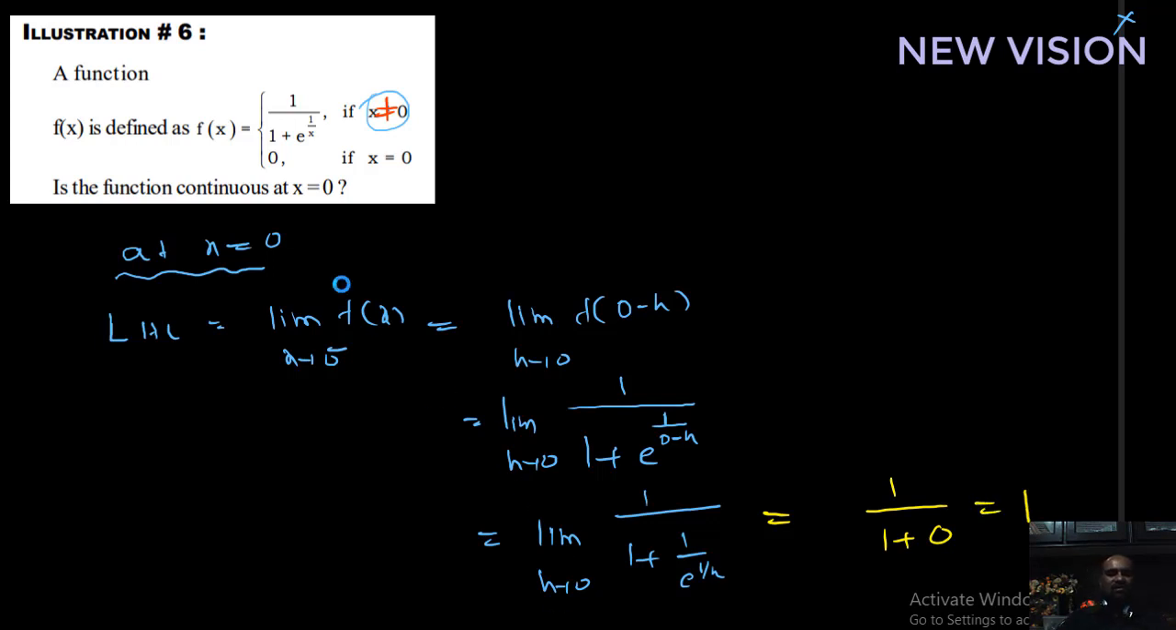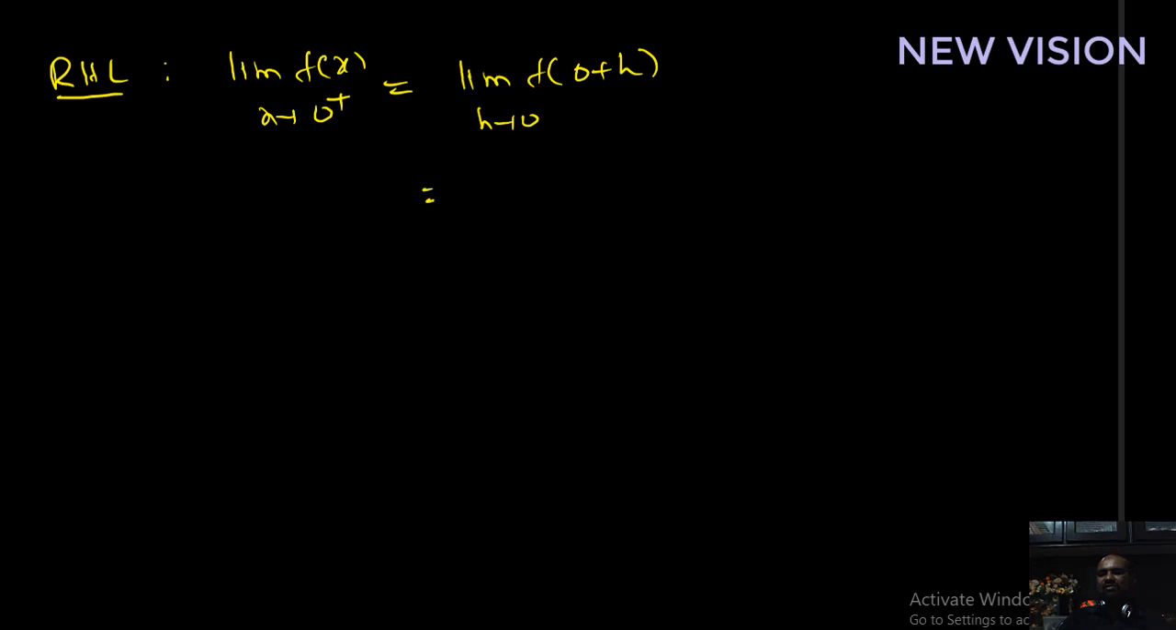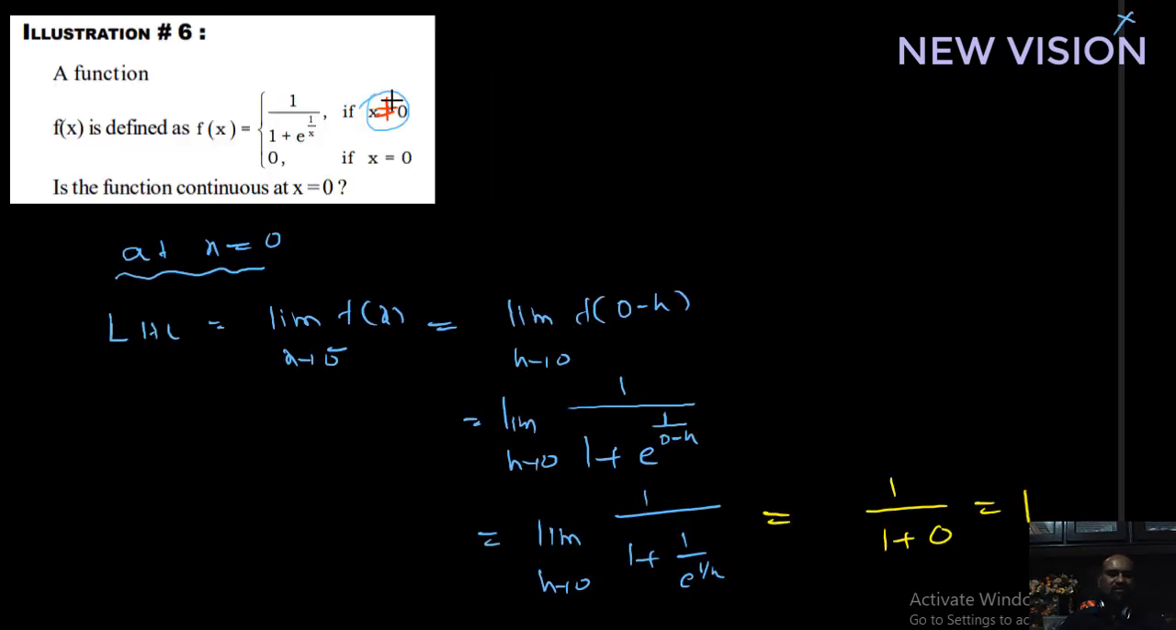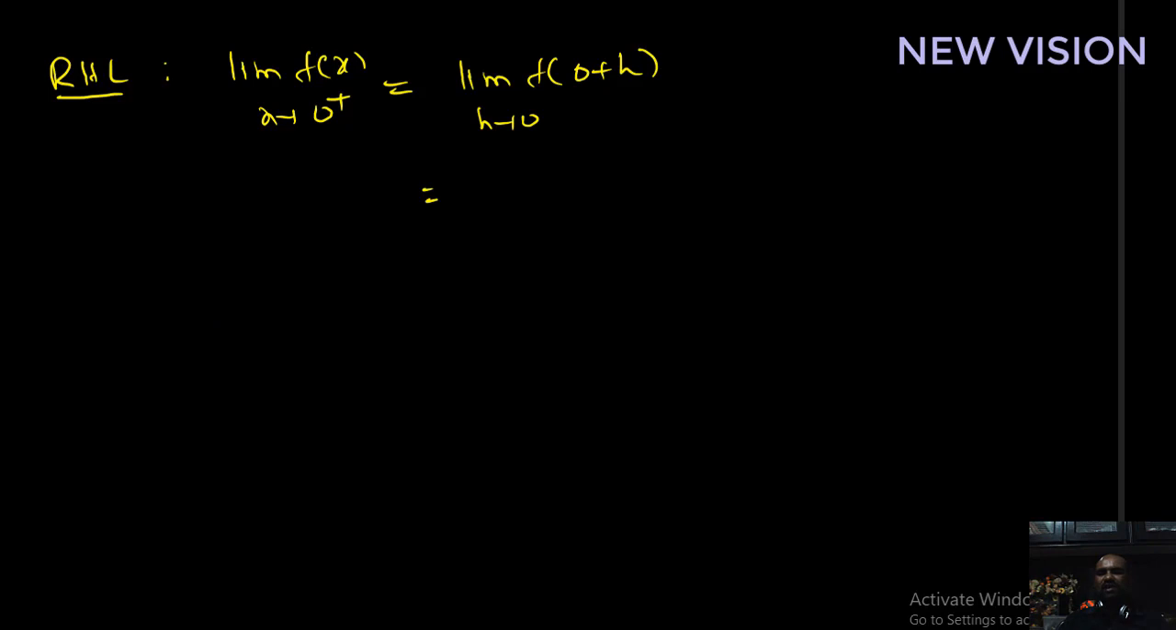Now I want to find RHL. That is the limiting value of f of x, x tending to 0 plus, which is the same as the limiting value of f of 0 plus h, h tending to 0. For 0 plus h, the rule is the 0 plus one, this one only. That's why I should write 1 by 1 plus e power 1 by h, limit h tending to 0.